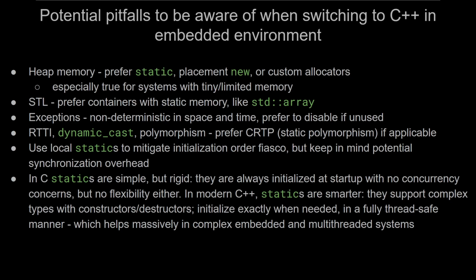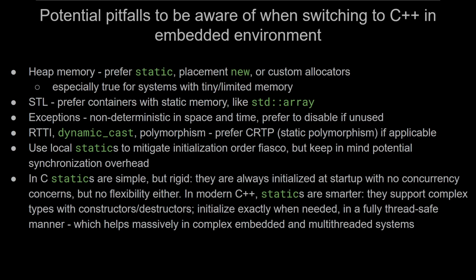Heap memory is probably on top of the list, especially for systems with tiny and limited memory. You are not as free to use some of the standard library, like growing containers, like a vector, or some other features like new and delete, which is somewhat similar to not being able to use malloc and free in C. But still you need to be aware of those limitations, and if possible prefer to use static, not function static, but the global statics like translation unit statics and placement new instead of regular new.